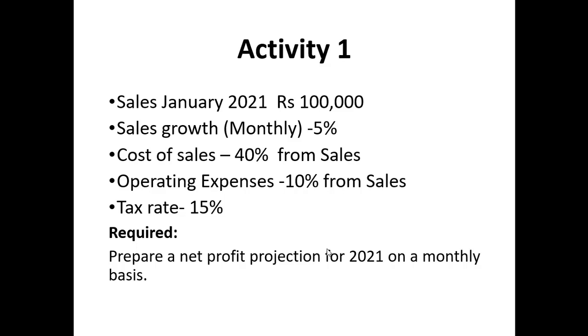Some information is given, that is going to be your inputs, then you are supposed to come up with a certain output. Your output is the net profit projection, which you may prepare for the year 2021 on a monthly basis from January to December. So on a monthly basis you would be preparing the net profit projection. So it's about the first model that you are supposed to prepare.